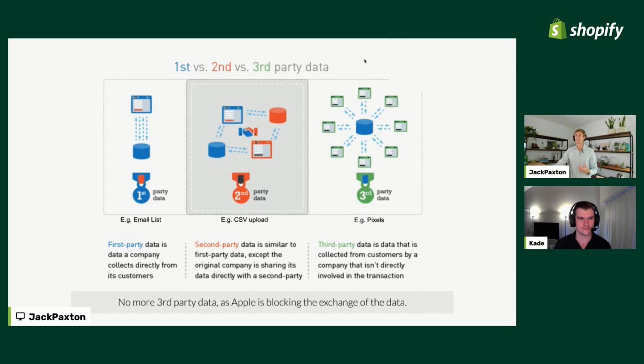A lot of the browsers, a lot of the tech companies are trying to restrict the amount of third-party data that people can collect. It's too easy. So my advice to everybody on here is to start really focusing on collecting emails, collecting phone numbers, and building up the amount of first-party data you have.